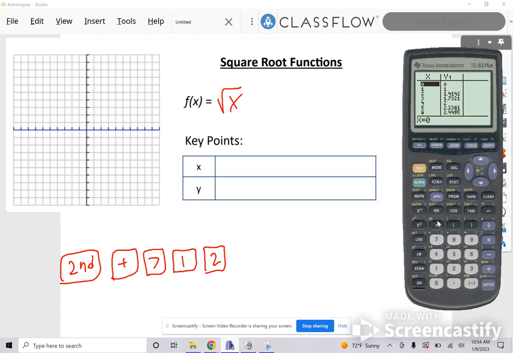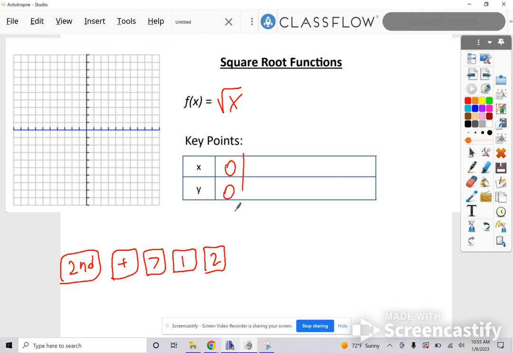gives us the table, and I can see the table of values here. Now, if I scroll up, I notice that I don't have any negatives, which makes sense because the square root of negative numbers is bad. But I have 0, 0. I've got 1, 1. 2 is kind of a gross number. Let's not deal with that. 3 is a gross number, but 4 is also nice. So in Math 2, you only need 3 points. So we're going to use 0, 0, 1, 1, and 4, 2.